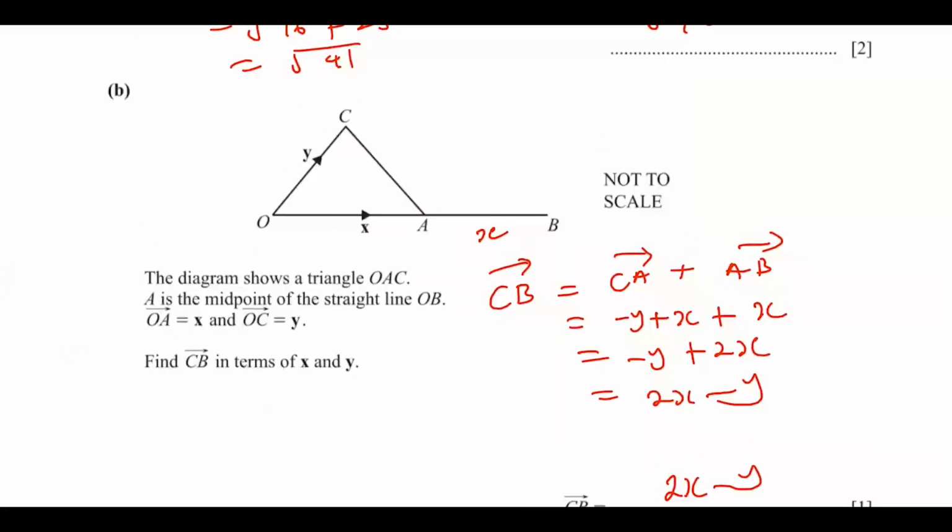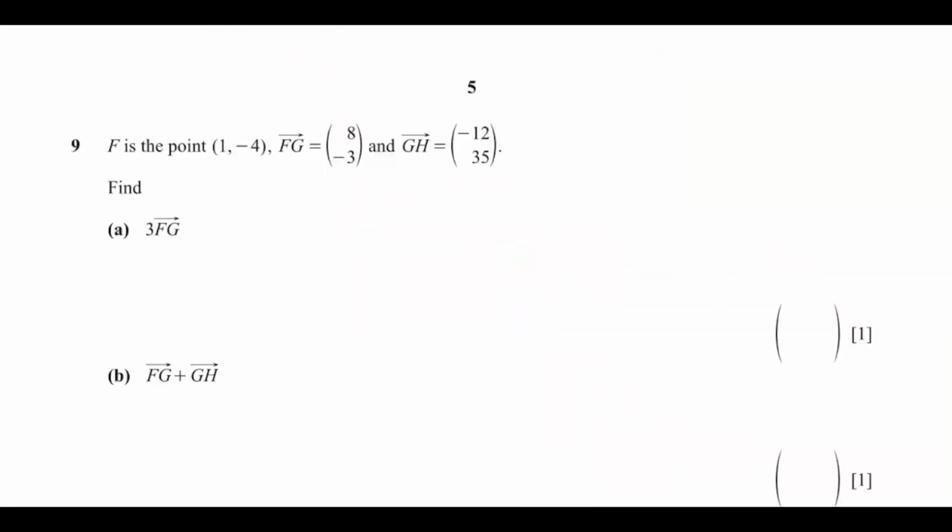So let's go to the next question. That will be question 9 of paper 058022 May-June 2023. We are given vector f. Okay, f is the point (1, -4). FG is the vector (8, -3). And GH is (-12, 35).